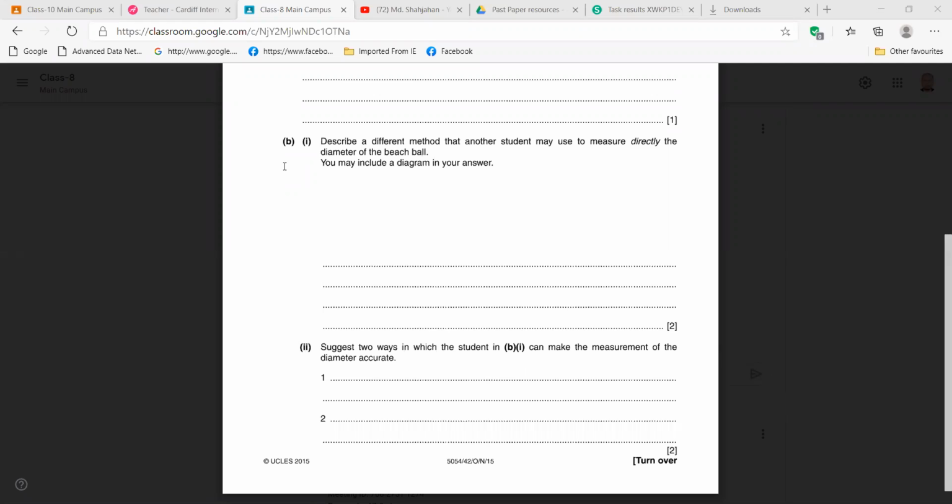Okay, already I showed you one diagram, right? Directly how to measure it. We can use another idea, measuring tape. Another idea came from Lamisa, that we can also use a measuring tape, right, Lamisa? Yes, sir. So, can we use a flat scale? In your diagram, you can include it, or you can write it, whatever you like. So what can you do?